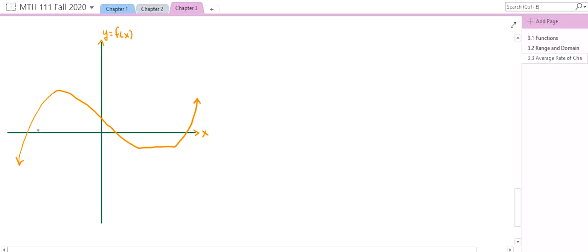If I choose a point, x1, in this area where it's increasing, and x2 here, notice that x2 produces f of x2, and x1 will produce a y value of f of x1.